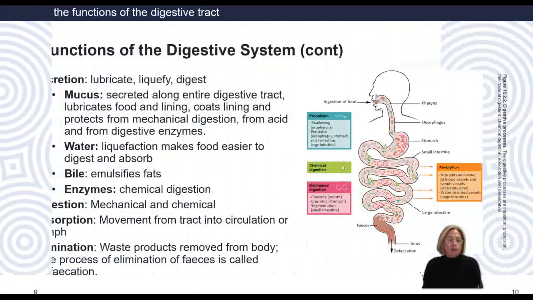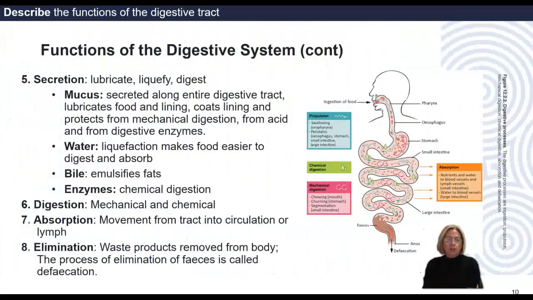Function 5 then is secretion. There's lots and lots of secretions that are added to the digestive tract, and they act to lubricate the bolus or the chyme, to liquefy and to digest. Now, some of them include mucus. Mucus is secreted along the whole entire digestive tract for lubrication, and it also provides a lining. For example, there's a very thick alkaline mucus in the stomach that protects against the acidic contents of the food and the hydrochloric acid and all of that.